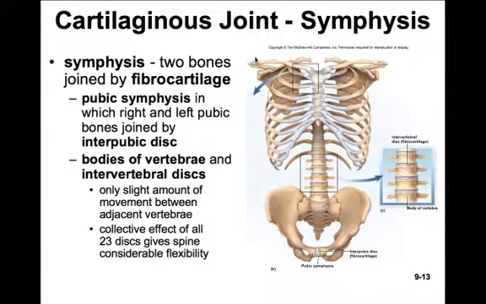So now we've covered all three types of joints: our bony joints, or synostoses, our fibrous joints, or synarthroses, and our cartilaginous joints. Make sure you have an outline of these different types of joints before we go on.